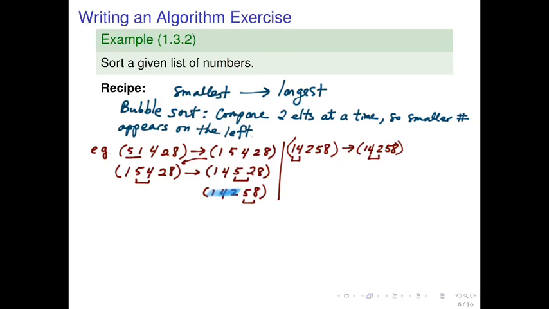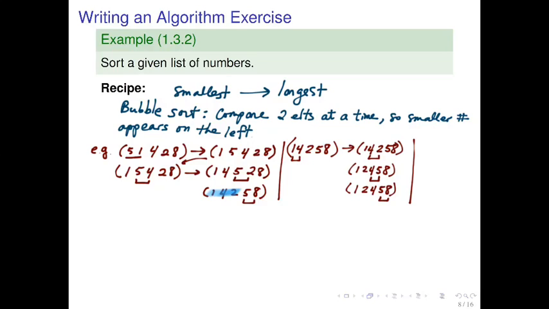And next time, we look at 4 and 2. We're going to swap: 1, 2, 4, 5, 8. And the next time, we're going to look at the 4 and the 5. That's already in good order, so no more swapping needed. And then next time we're going to look at 5 and 8, but that's also already in good order. So that's it for this pass.